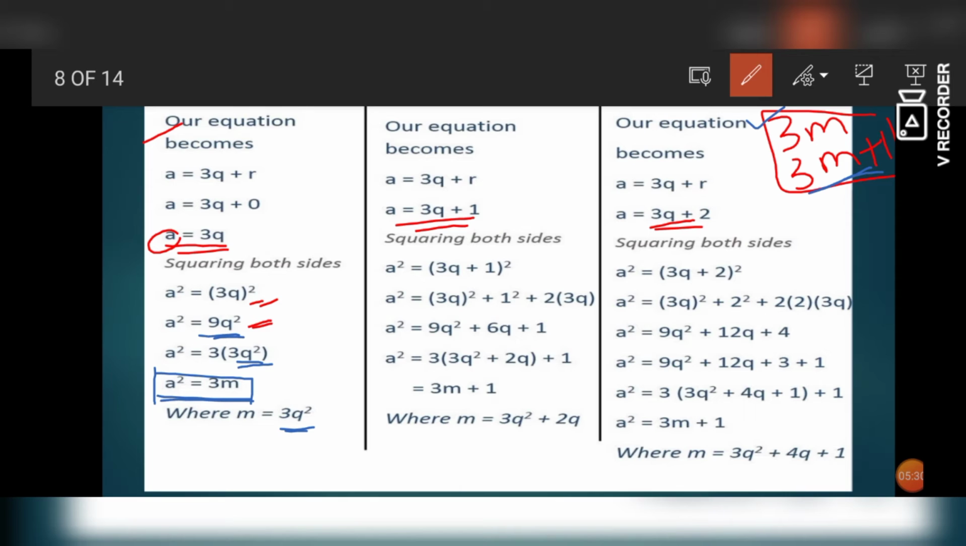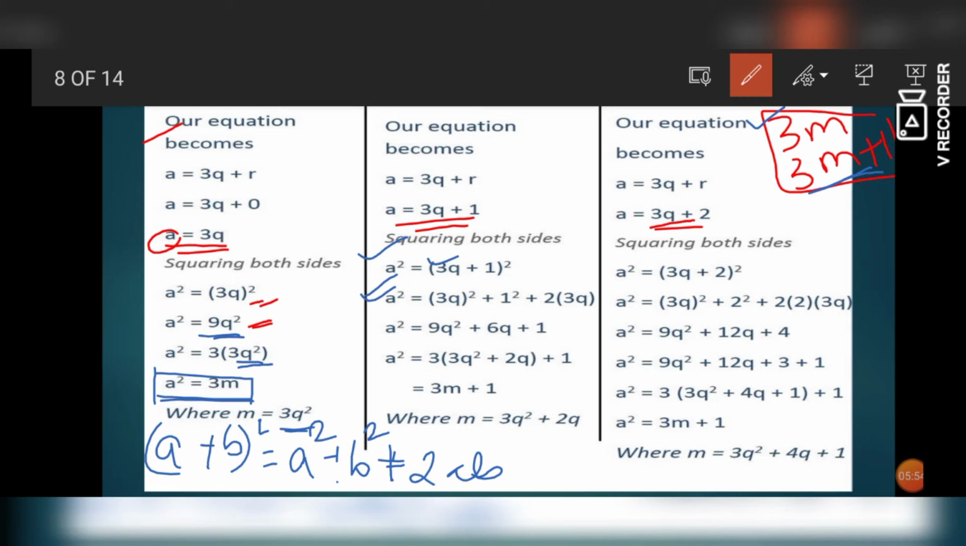Here squaring on both sides we will get a square equals 3q plus 1 whole square. Now this is a square formula, so you must remember a plus b whole square is equal to a square plus b square plus 2ab. So we are using the formula over here. The left hand side will always be a square. Right hand side will change from 3q plus 1 whole square to 3q square plus 1 square plus 2 into 3q. So we are getting 9q square plus 6q plus 1.